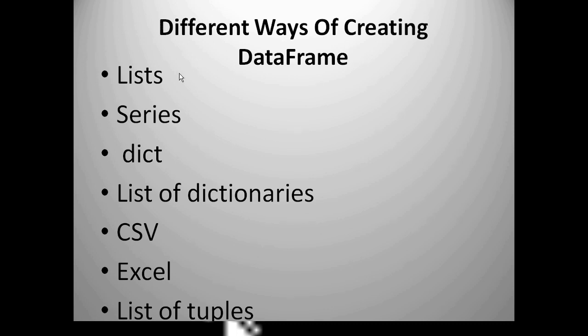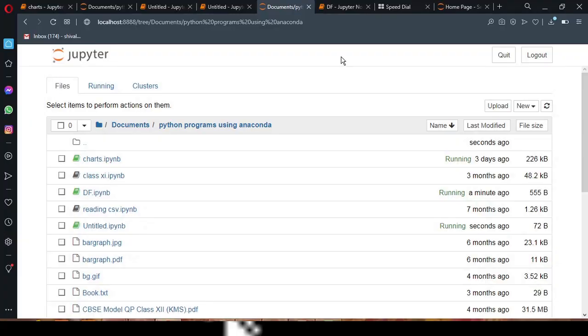Now let us see the different ways of creating data frame. First, you can use a list to create a data frame. You can use series. You can use a Python dictionary. You can use list of dictionaries. You can use a CSV file, you can use a text file, you can use an Excel file and list of tuples, and there are so many other different ways, but in today's class we are going to look into these ways.